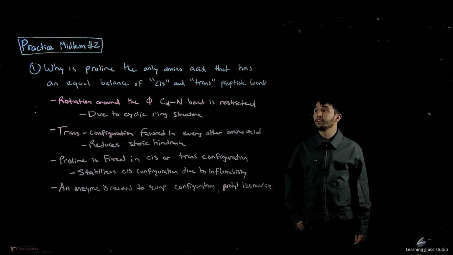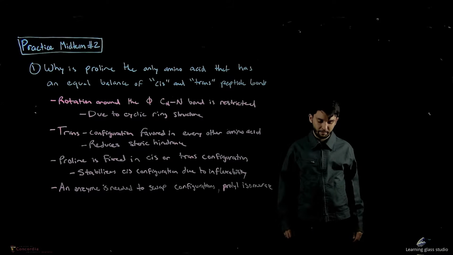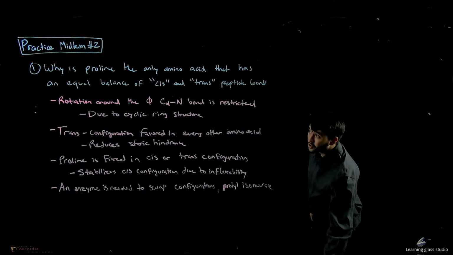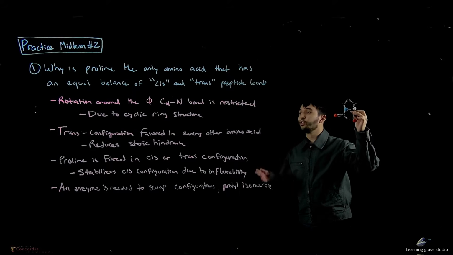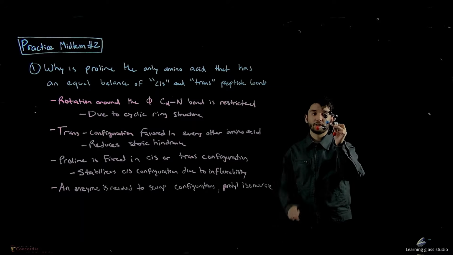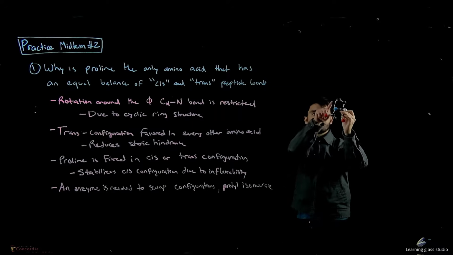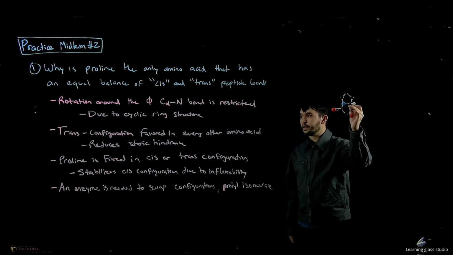Question 1 is, why is proline the only amino acid that has an equal balance of cis and trans peptide bonds? So I already wrote this out. Essentially, here is a model of what proline looks like. Rotation around this carbon nitrogen phi bond is restricted in proline, and that is because proline has a cyclic ring structure, as we can see here.